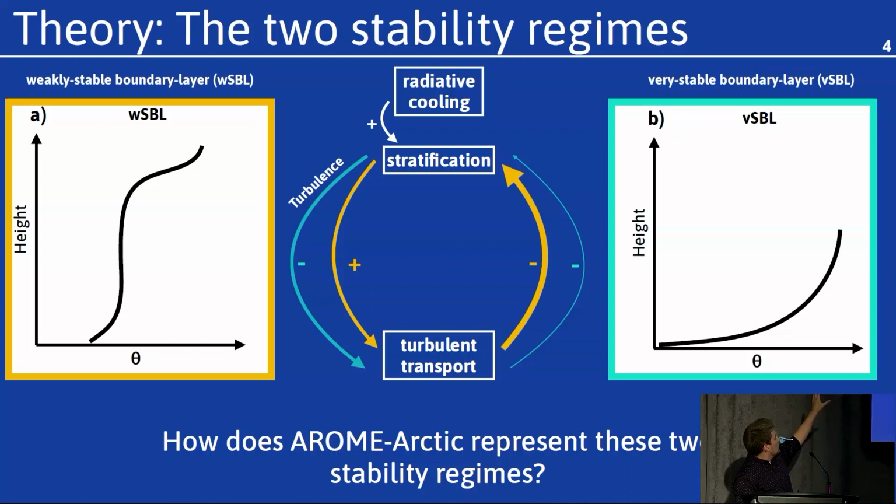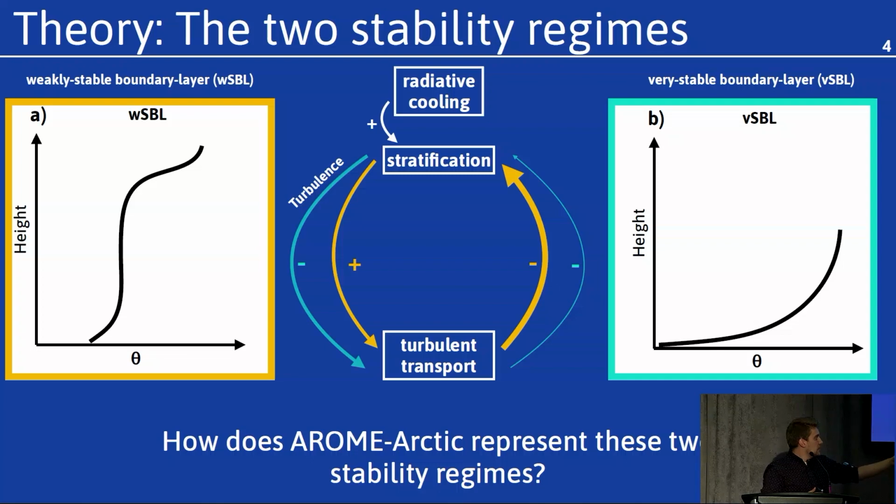Okay, let's talk about the weakly stable case first. Let's say we have a cloud-free night, which means we have radiative cooling, and stratification increases near the surface. If turbulence is maintained, let's say we have wind shear or wind speed, the impact of the turbulent transport is also increased because displaced particles are going to bring a larger temperature deviation. When that happens, turbulence starts to counteract the increase of stratification near the surface. What this leads to, in the end, is these very coupled profiles, which give us near-neutral temperature gradients in the stable boundary layer throughout the night.